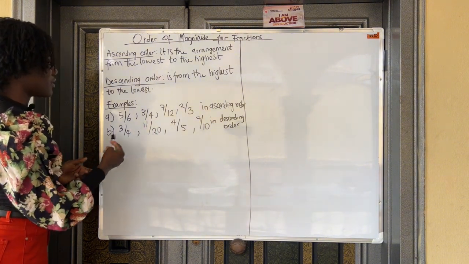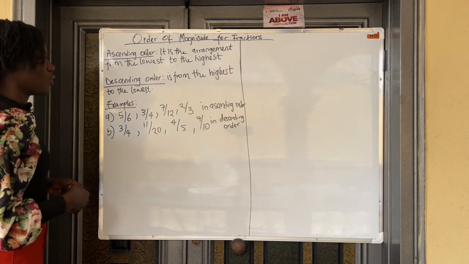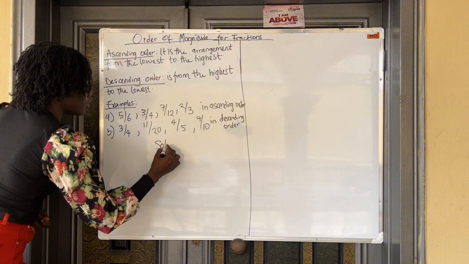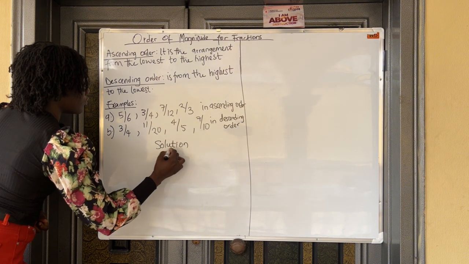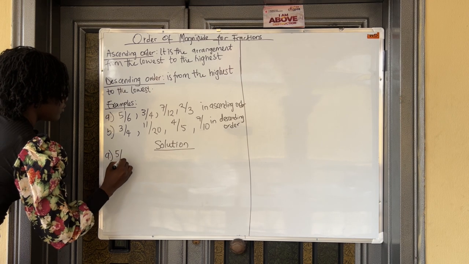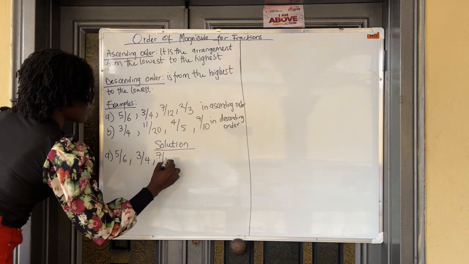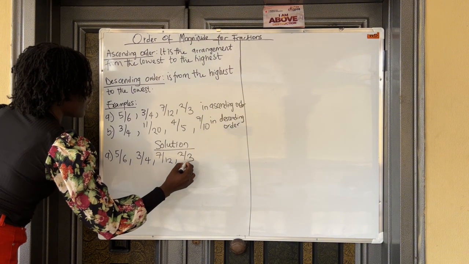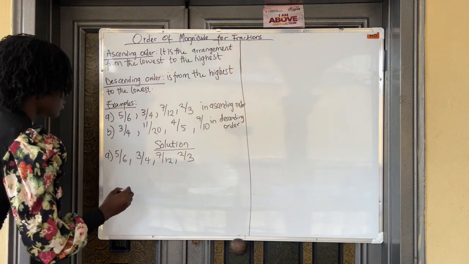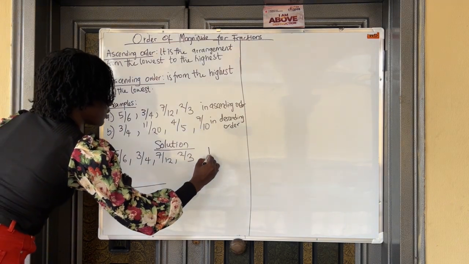The first one we have is to arrange 5 over 6, 3 over 4, 7 over 12, 2 over 3 in ascending order. Solution. We have 5 over 6, 3 over 4, 7 over 12, 2 over 3. Now, in this method, we're going to be using the LCM method. So, what's the LCM? Let's check it.